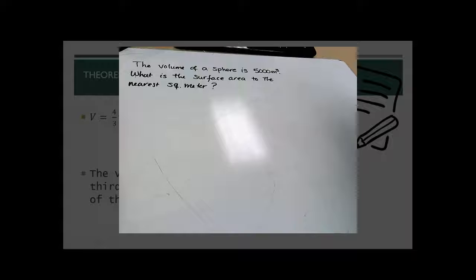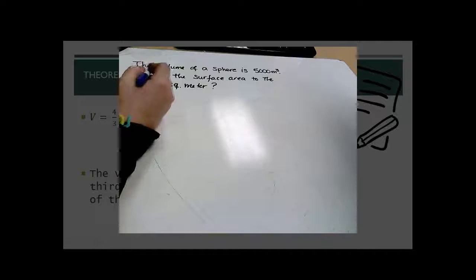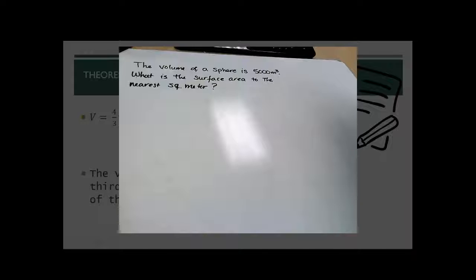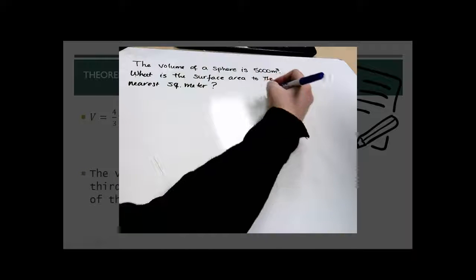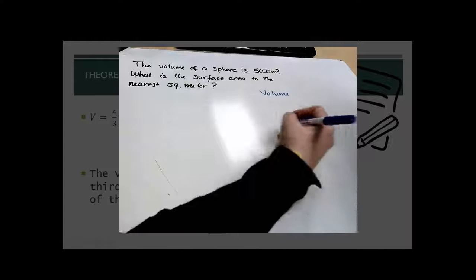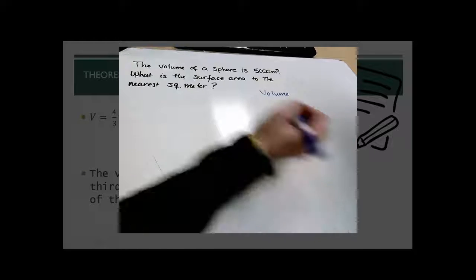On this last problem that we're going to work out, you'll notice that the setup is just a tiny bit different. So on this one, it gives us the volume of a sphere is 5,000 cubic meters. It asks us to find the surface area to the nearest square meter. So if you notice on this one, we're at volume, and we want to go to surface area.